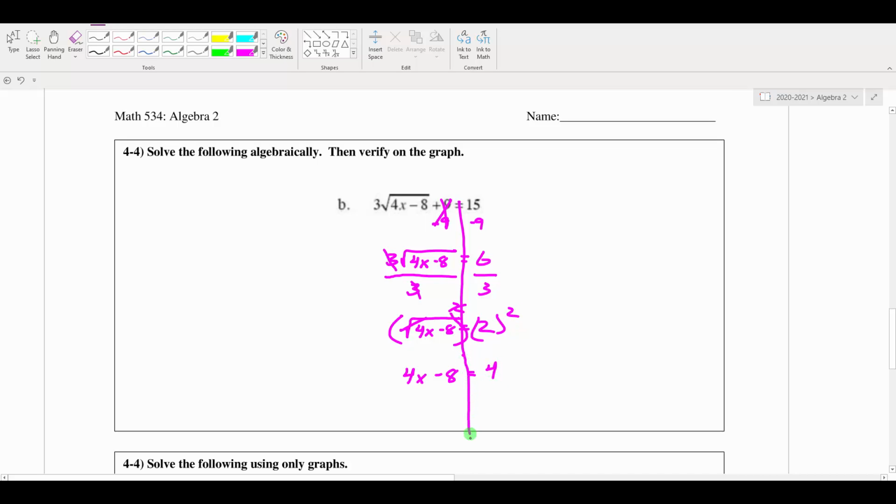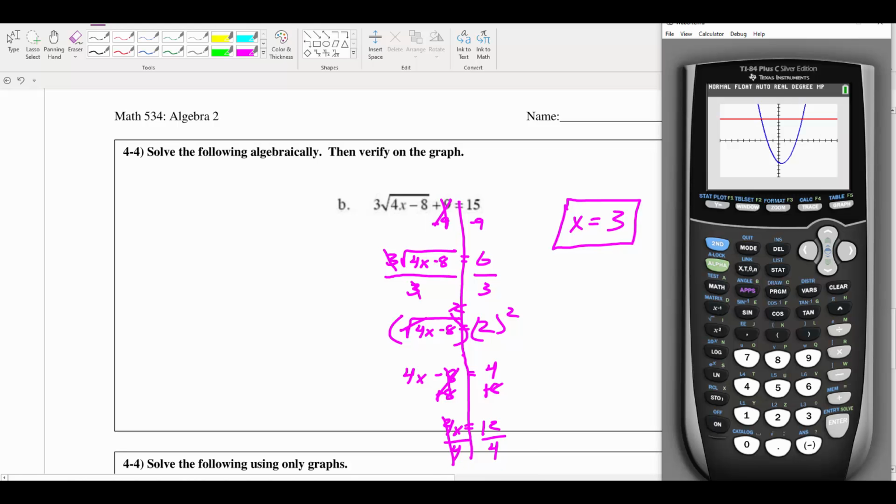Okay, so keep going here. So I'm going to add 8. All right, 8's cancel. We get 4x equals 12. And then we're going to finish this off by dividing by 4. 4's cancel. I'll write my solution over here. We say x equals, well, 12 divided by 4 is 3. So there's our solution. All right, let's do that same thing on the graph.